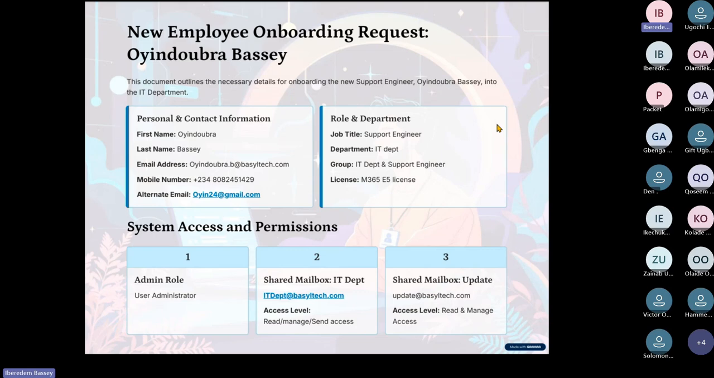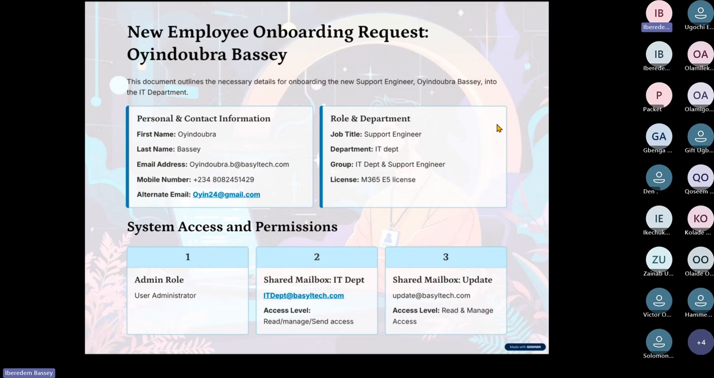They say this document outlines the necessary details for onboarding the new support engineer, Oyindobra Basi, into the IT department. Personal information is we have the first name, the last name. We're going to see where we can input this in M365. We have the mobile number. We have the alternate email address that will be effective when we are using SSPR, that's a self-service password reset, where the user, for any reason, might have lost his or her password and desires to reset the password. With the alternate email, that can be an option for resetting the password.